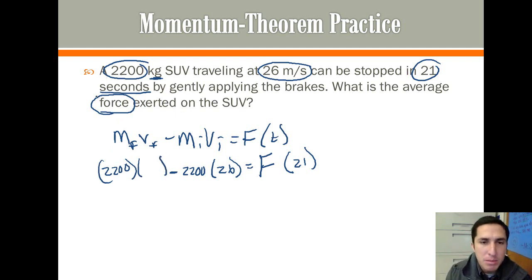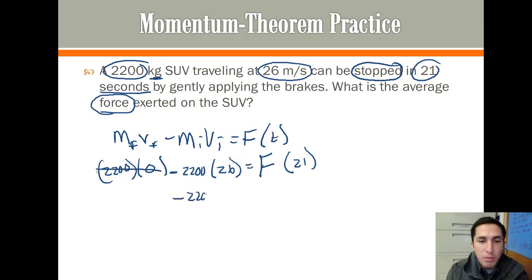Let's keep reading. Maybe we missed something. Can be stopped. How fast is it going if it's stopped? 0. Perfect. Alright, so here we go. Let's do some work. What happens with this 2200 and the 0? 0 times that will just make him go away.